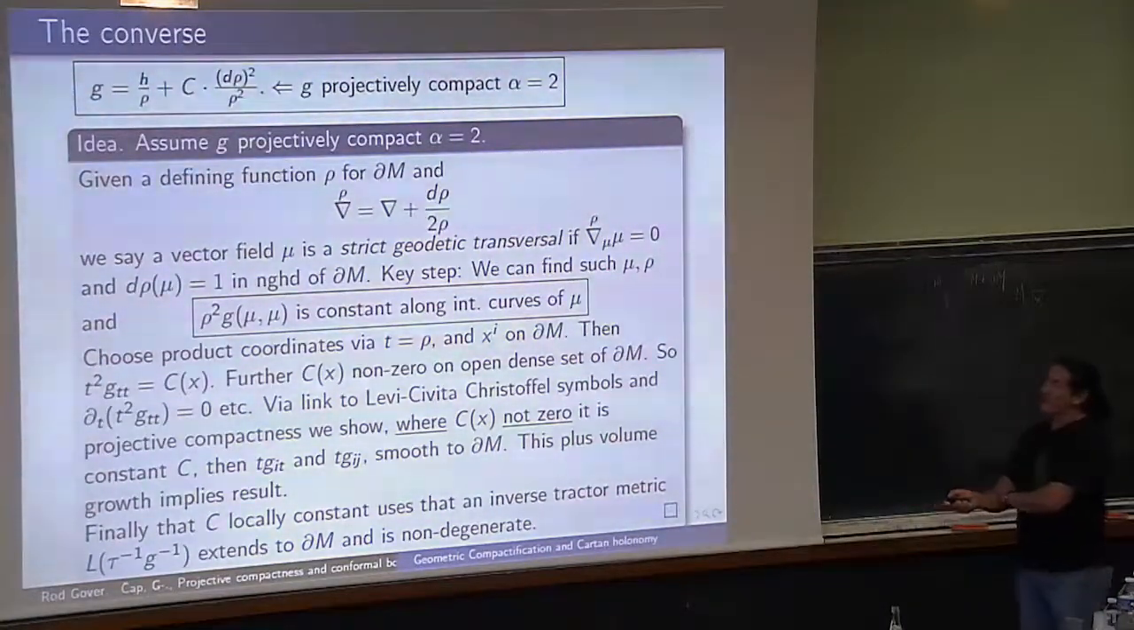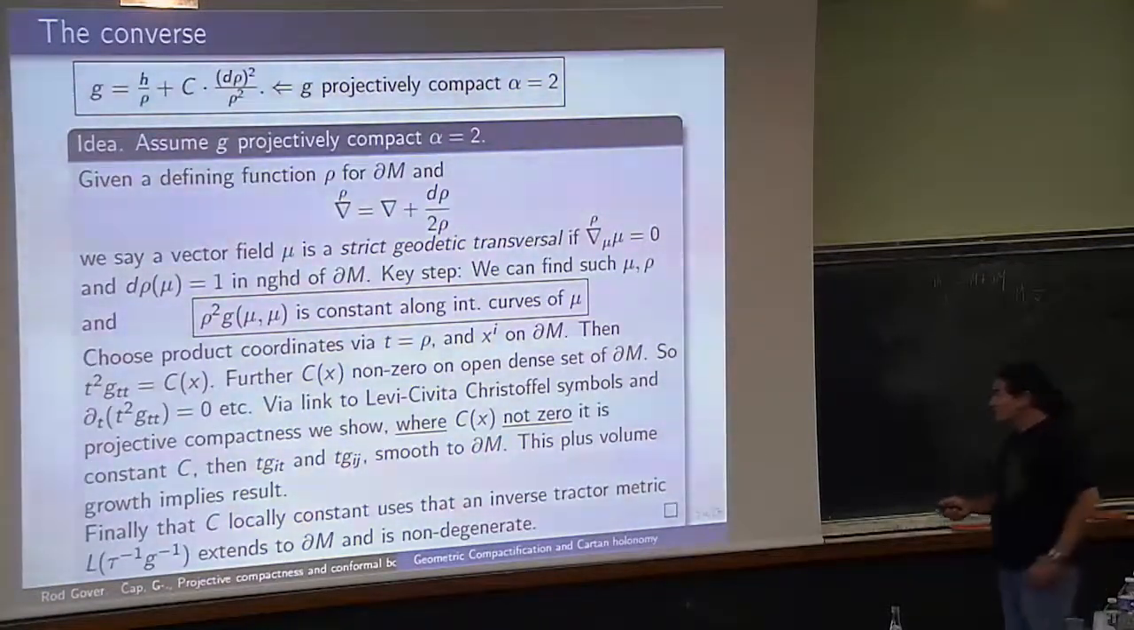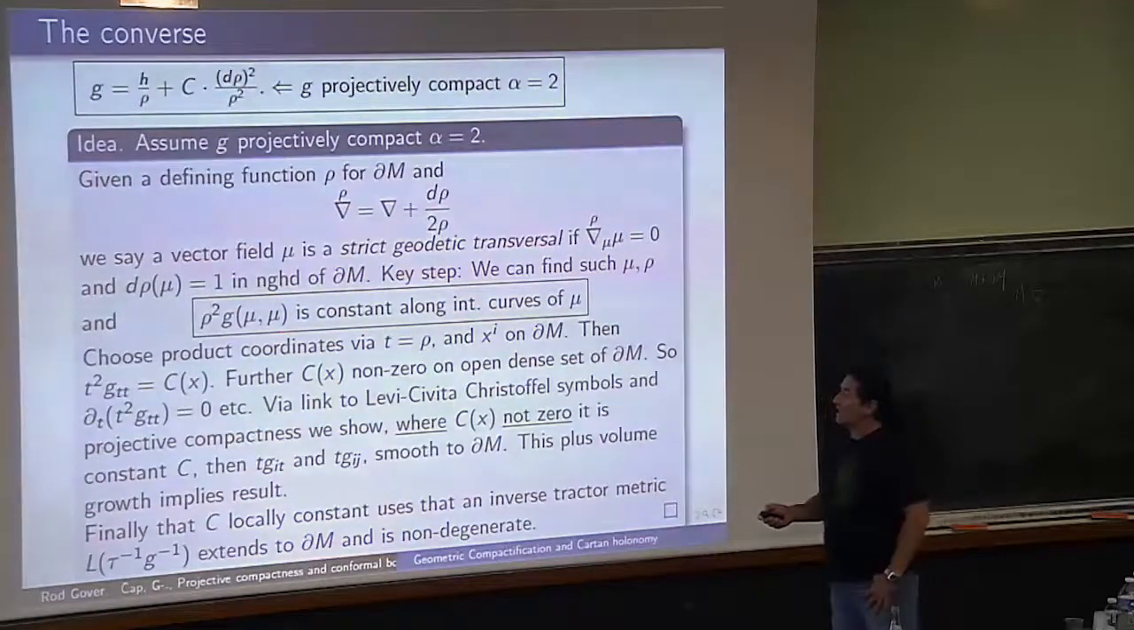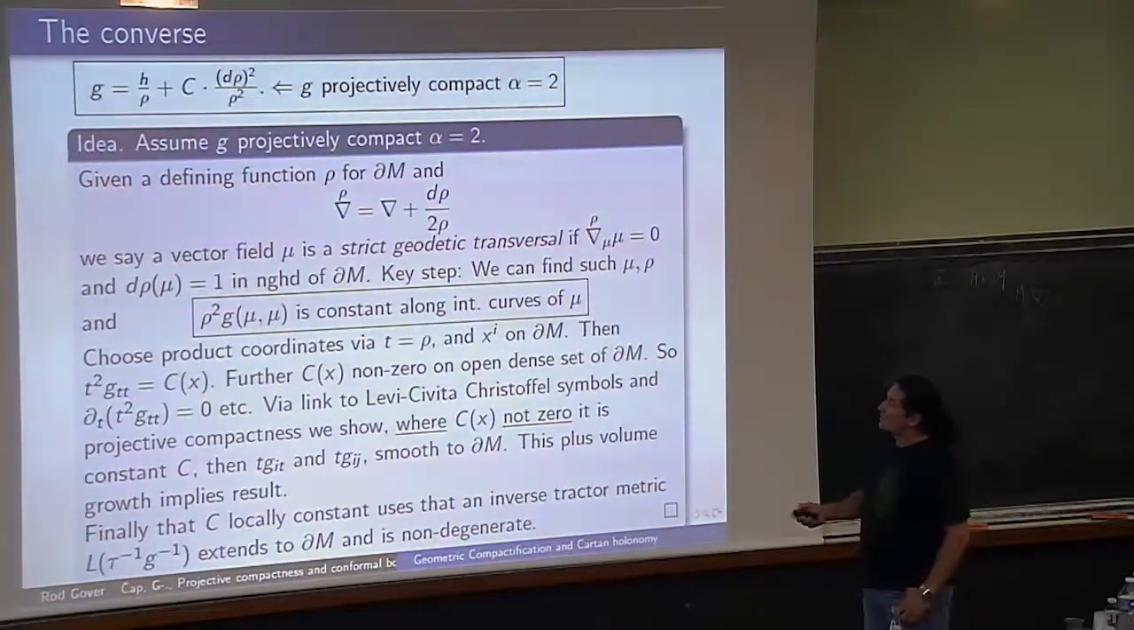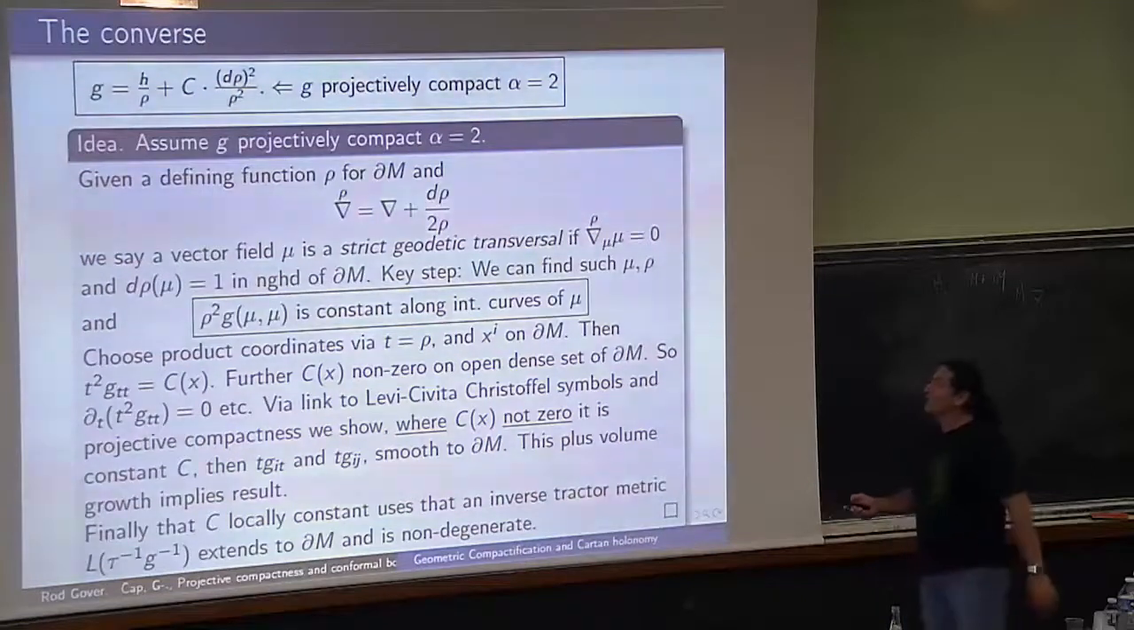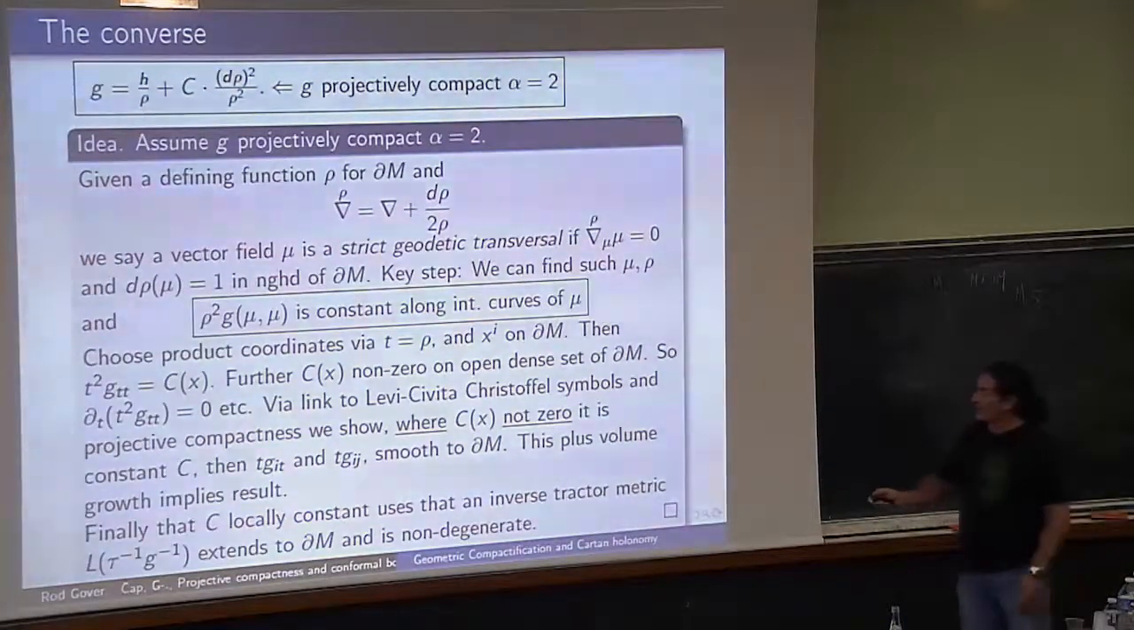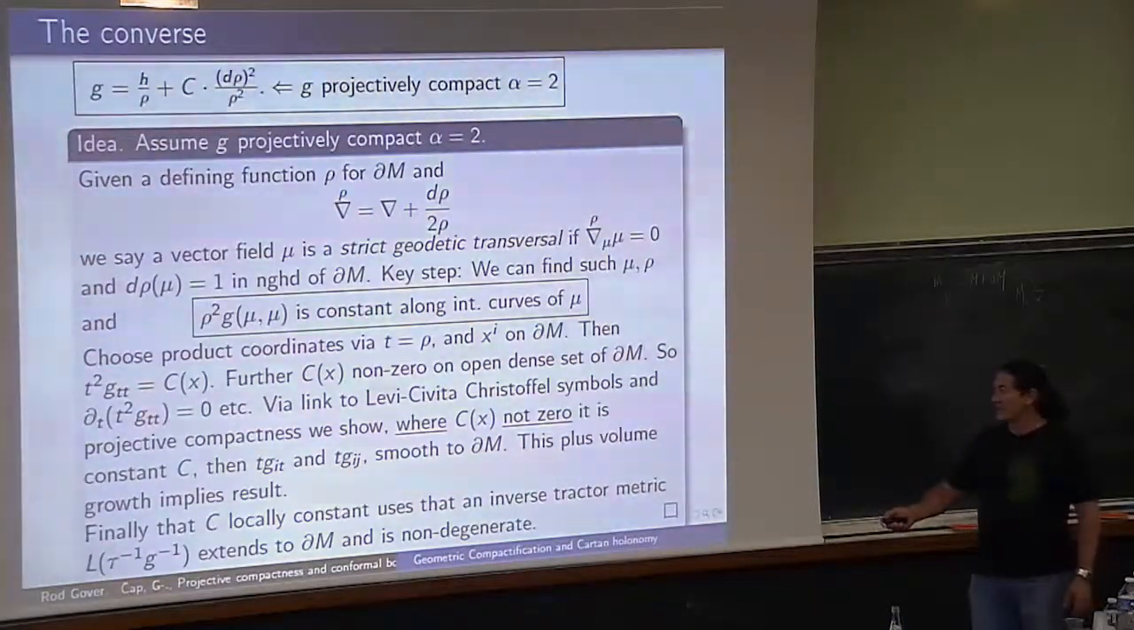And when you do that, you find out that the projective structure of the metric turns out to be constant along the integral curves of that vector field. Okay, so once you notice that, you can pick product coordinates, so you call t the defining density rho, and then coordinates on the boundary in the obvious way. And then what this says is that this t squared g(d/dt, d/dt) is just a function of the boundary coordinates. Okay, it doesn't depend on t. So that gives you some equations to control things.